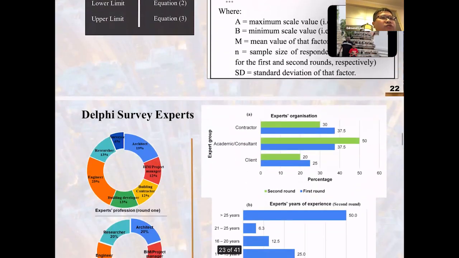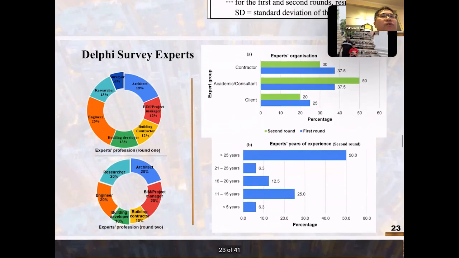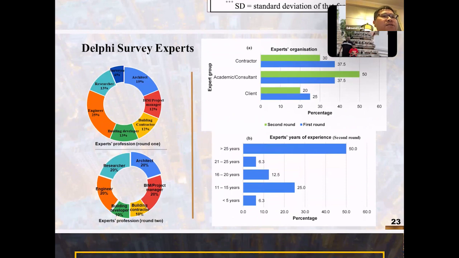In terms of the Delphi survey, there are altogether contractors, consultants, and clients. On the left-hand side, we can see about 1/4 of the respondents come from engineers. We also have building developers and researchers, and designers such as architects also play an important role, which had a weighting of about 1/5 of the overall responses. How about the second round?